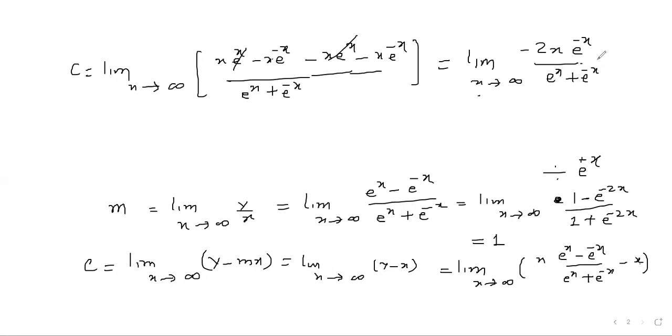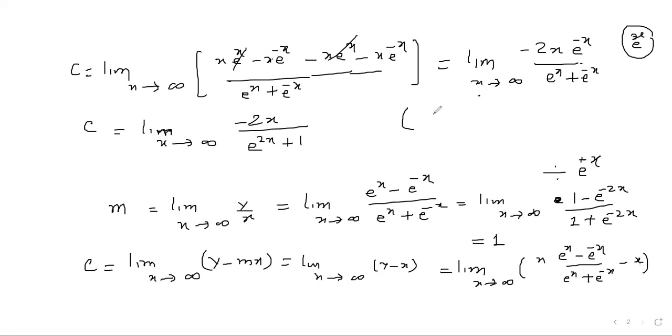Now, if we further divide by e power minus x, or we multiply each term by e power x, we will get c equal to limit x tends to infinity, and this will become minus 2x divided by e power 2x plus 1. Now, if we put x equal to infinity, we will get infinity upon infinity. So this is not suitable.